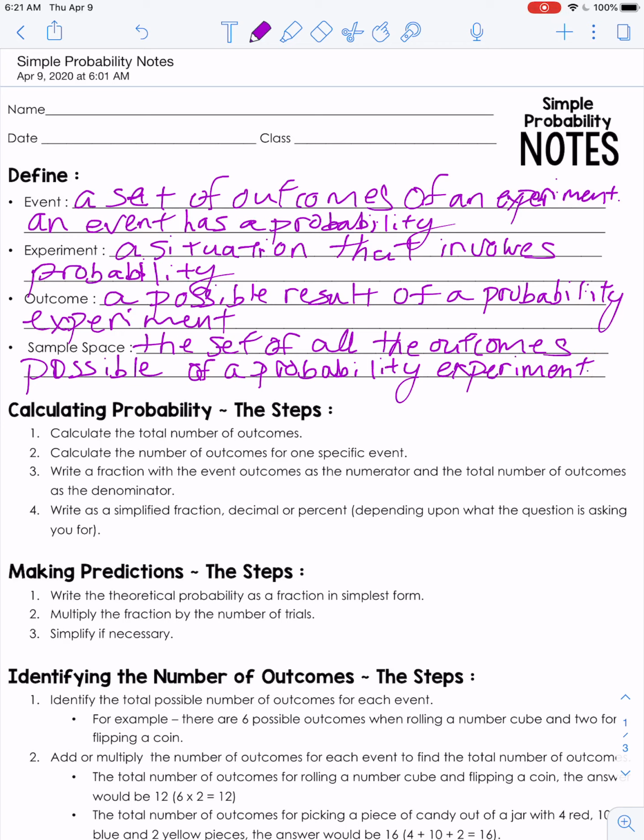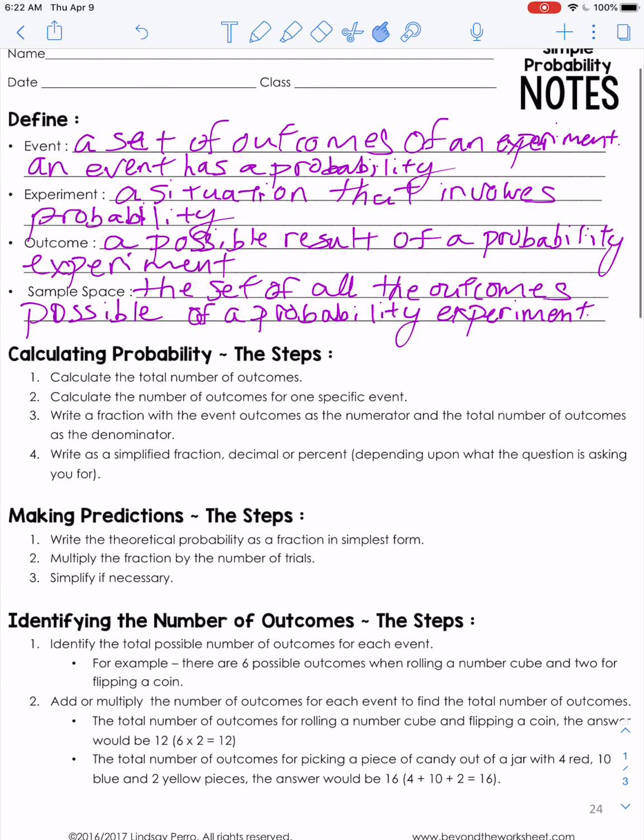So, if you need some extra time to take down those vocabulary words, make sure you do so now, because these are important words that you need to know in order to be successful in probability. So, we're going to be looking at 3 different ways today of looking at probability: calculating probability, making predictions, and identifying the number of outcomes.